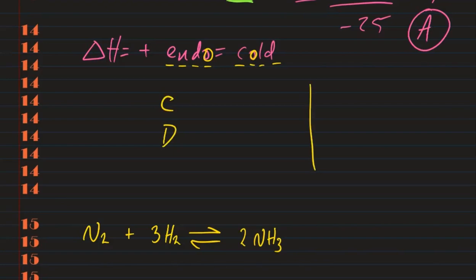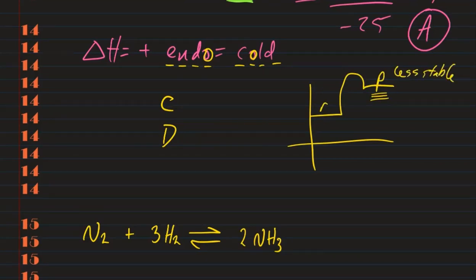An endothermic energy profile looks like that. There's the reactants, there's the products. The products have higher energy than the reactants. So these are less stable. Anything with higher energy is going to be less stable. So what's that going to be? 14C.